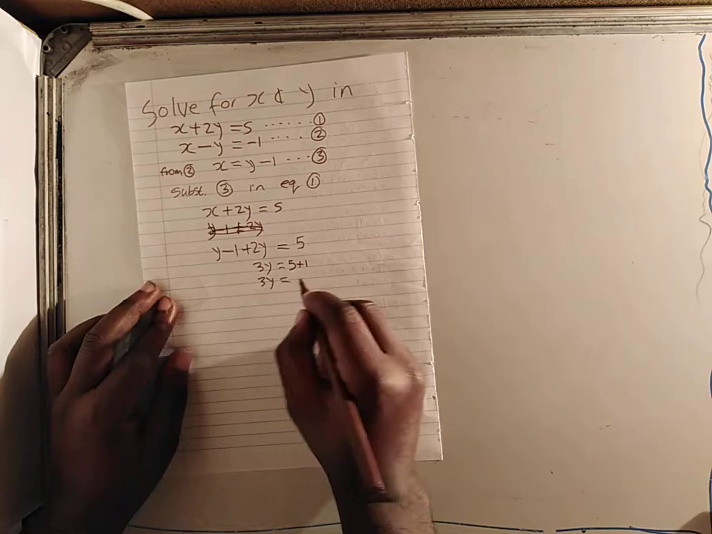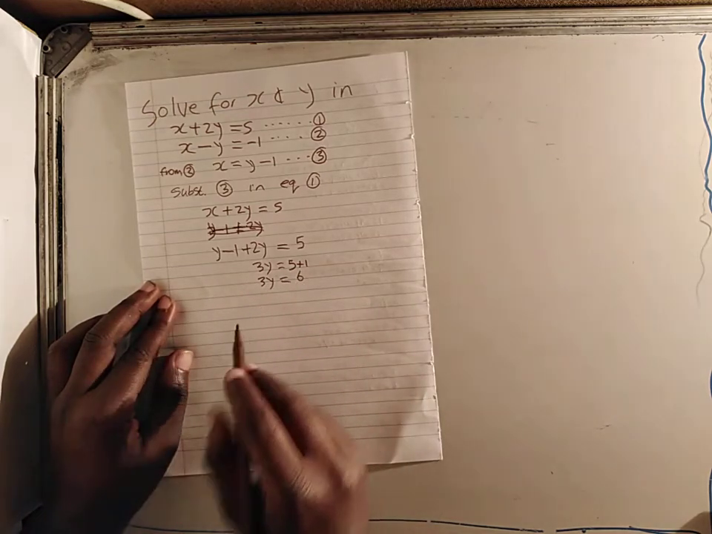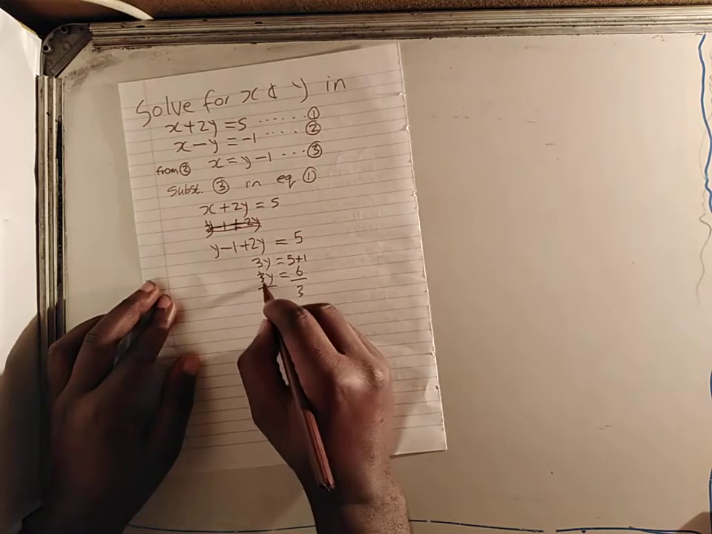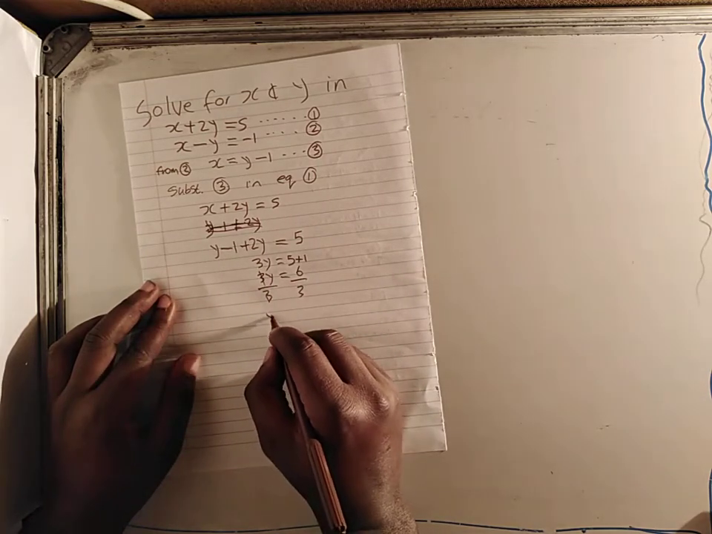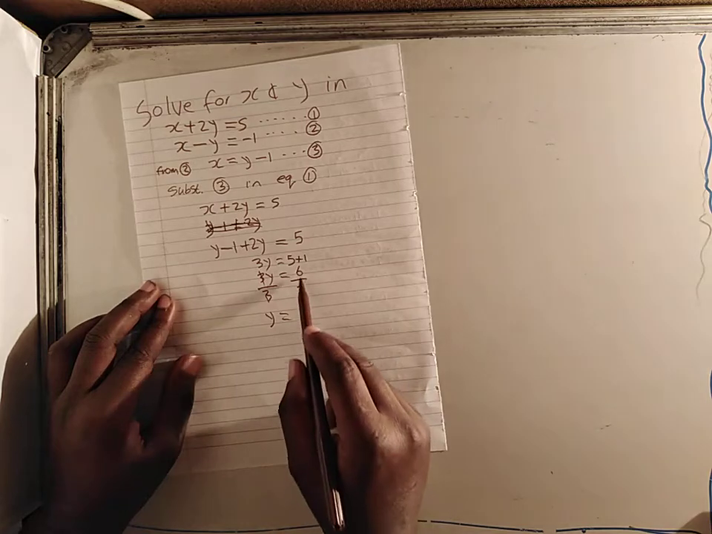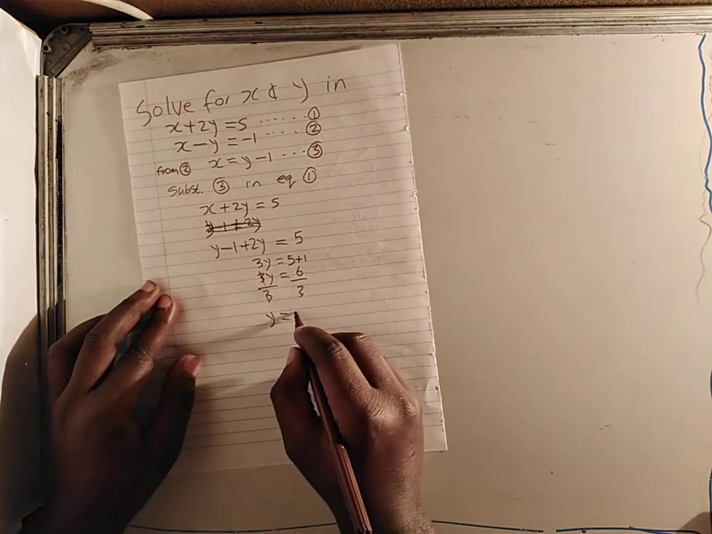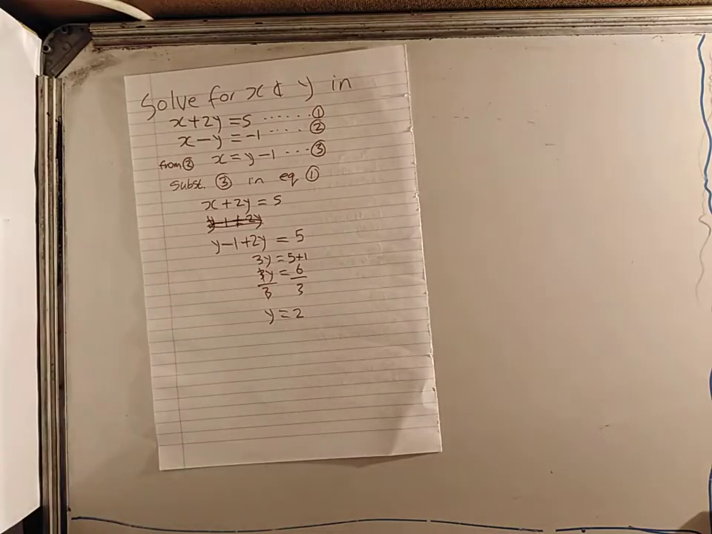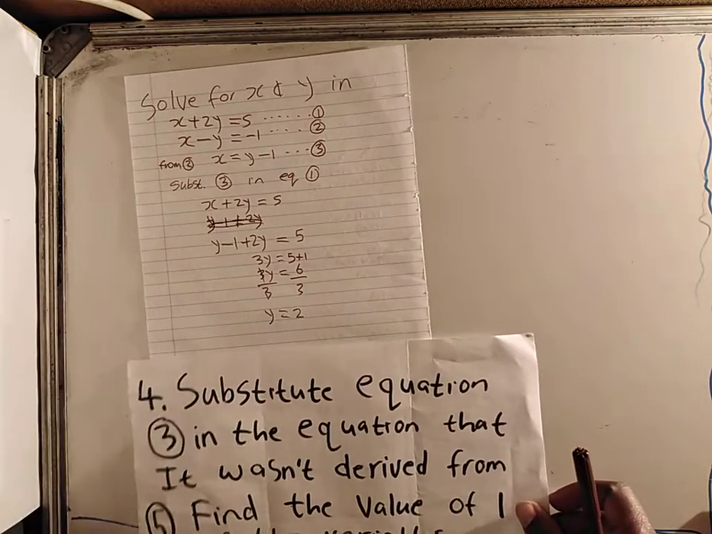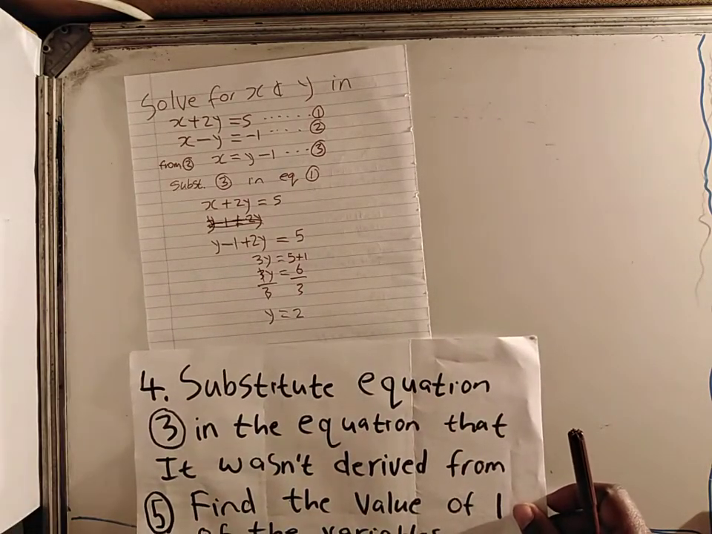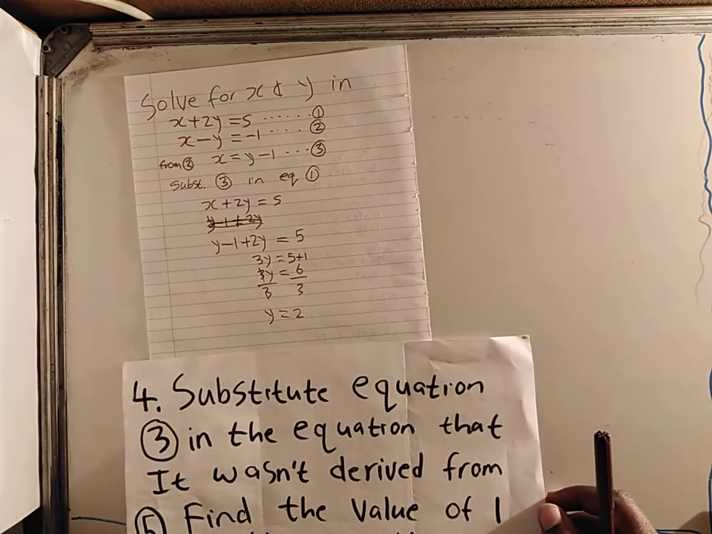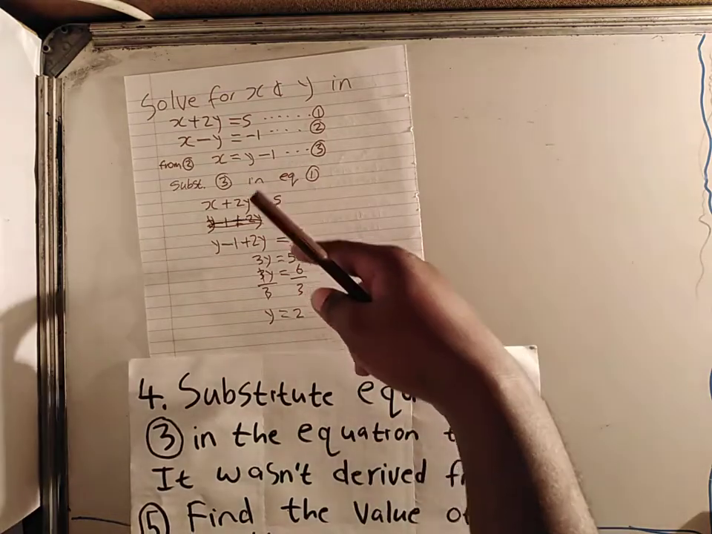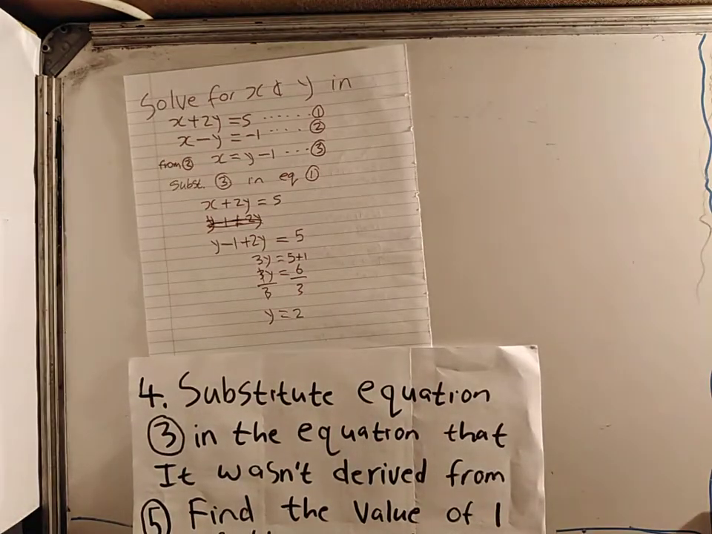5 plus 1 is 6. So now you divide by 3 both sides. This cancels this, and you remain with y. And 6 divided by 3, you get 2. So the value of y is 2. All right, so I am done with step number 5.